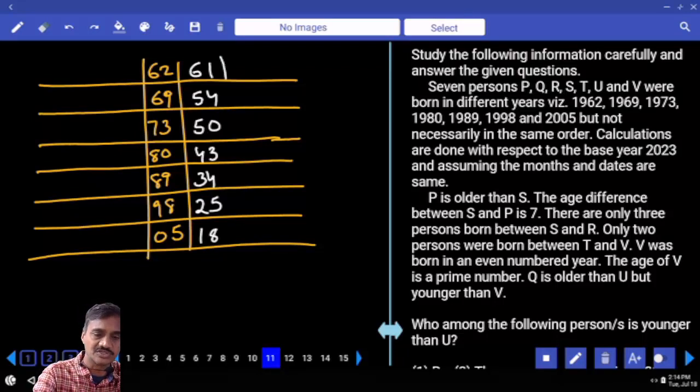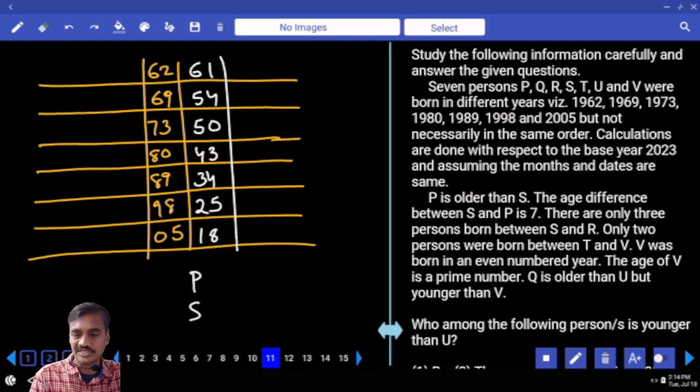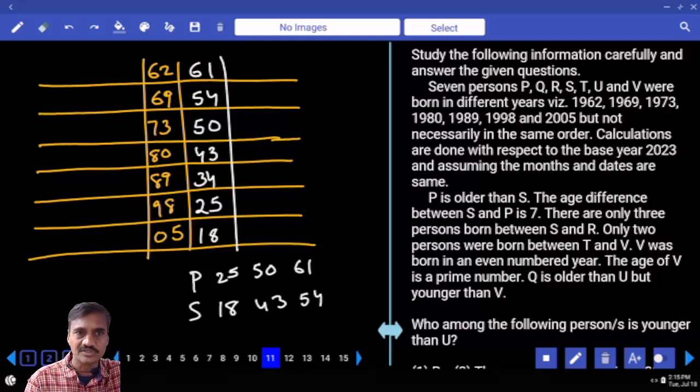Now these are the ages of these persons, and P is older than S. The difference between S and P is 7 years. P is older than S. Hence what are the different possibilities we have? S is 18, P is 25, there is one such possibility. Then 25 plus 7, 34 plus 7, 43 and 50. S is 43 and P is 50, difference is 7. And again 61 and 54. Isn't it? Now the difference between P and S is how much? 7. P is older than S.